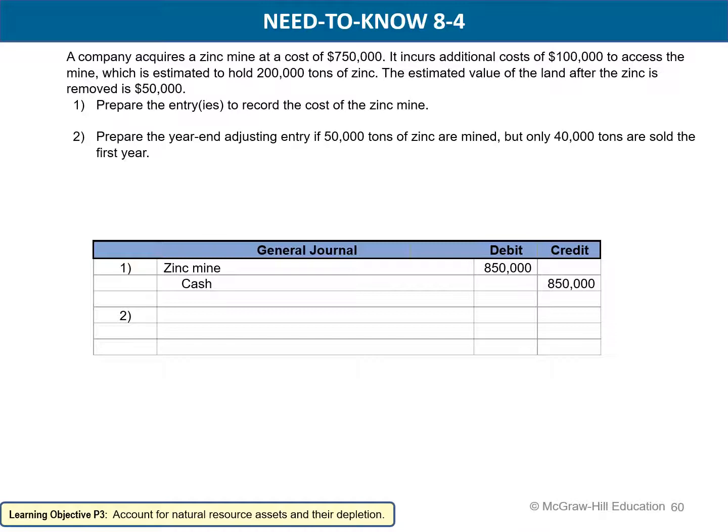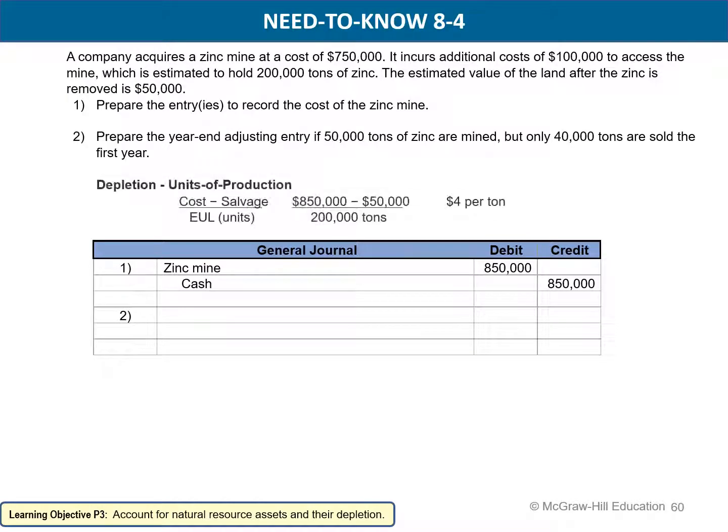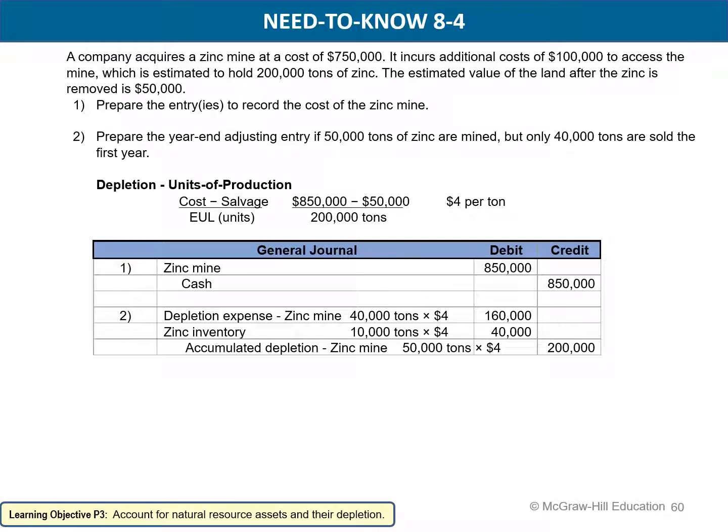Then prepare the adjusting entries. If 50,000 tons of zinc are mined, but only 40,000 are sold. So we've got 850,000 less 50,000, which is the value after all the zinc is removed, divided by the total of 200,000 tons. It's going to be $4 per ton. So cost less salvage divided by the total tons equals the per ton rate. So the per ton rate times however many tons you've extracted and sold is going to be your depletion expense. So in this case, 40,000 tons are sold the first year.